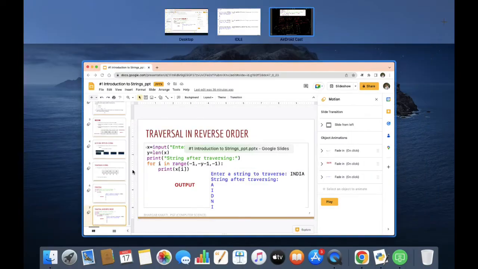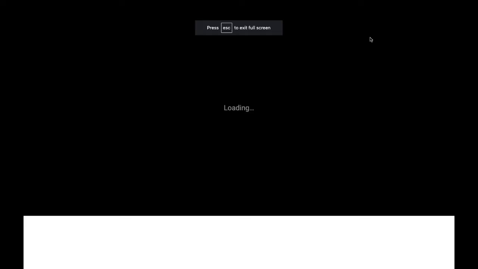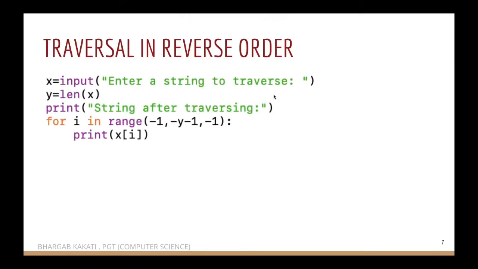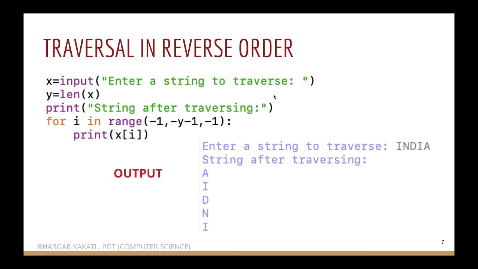For revision, let me show you the code once again. This is the code for traversal in reverse order and this is the output. While receiving the string, you can give any input as per your choice. You can even give numbers also.